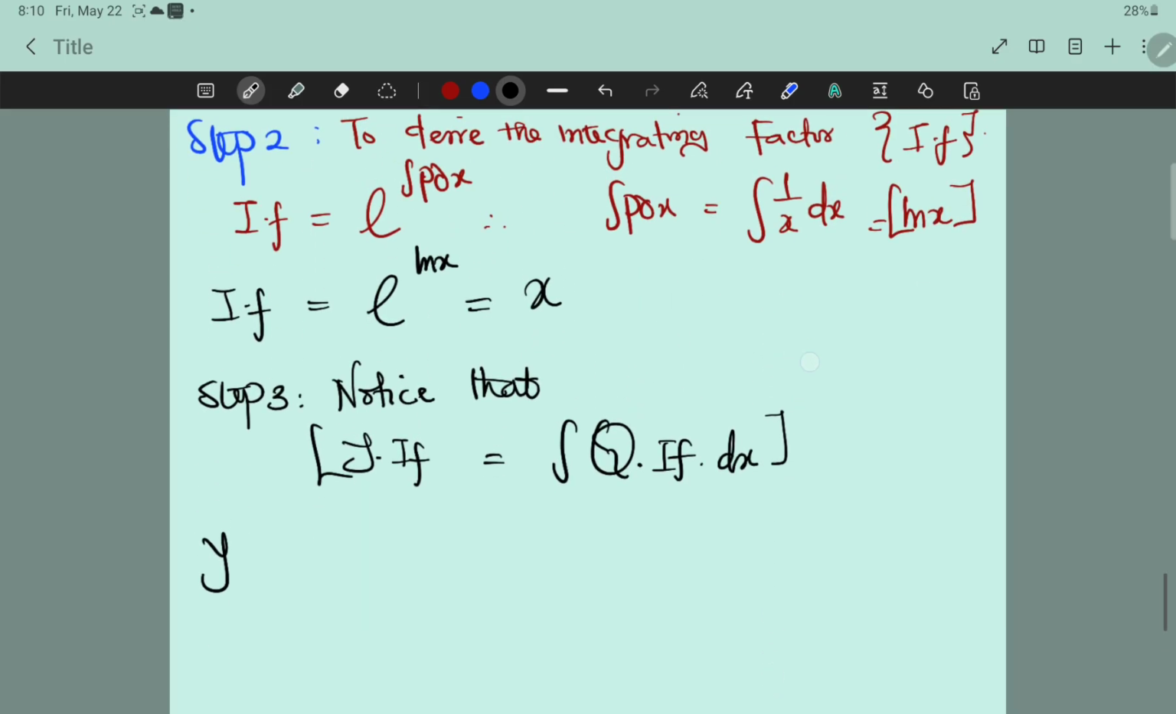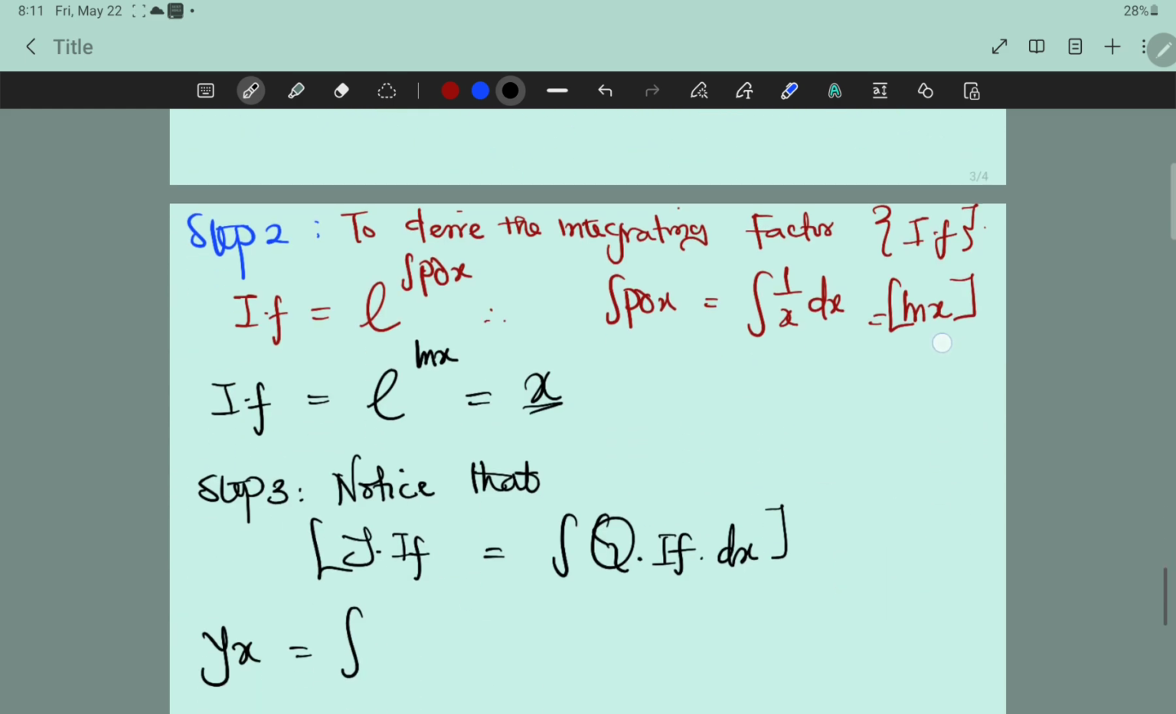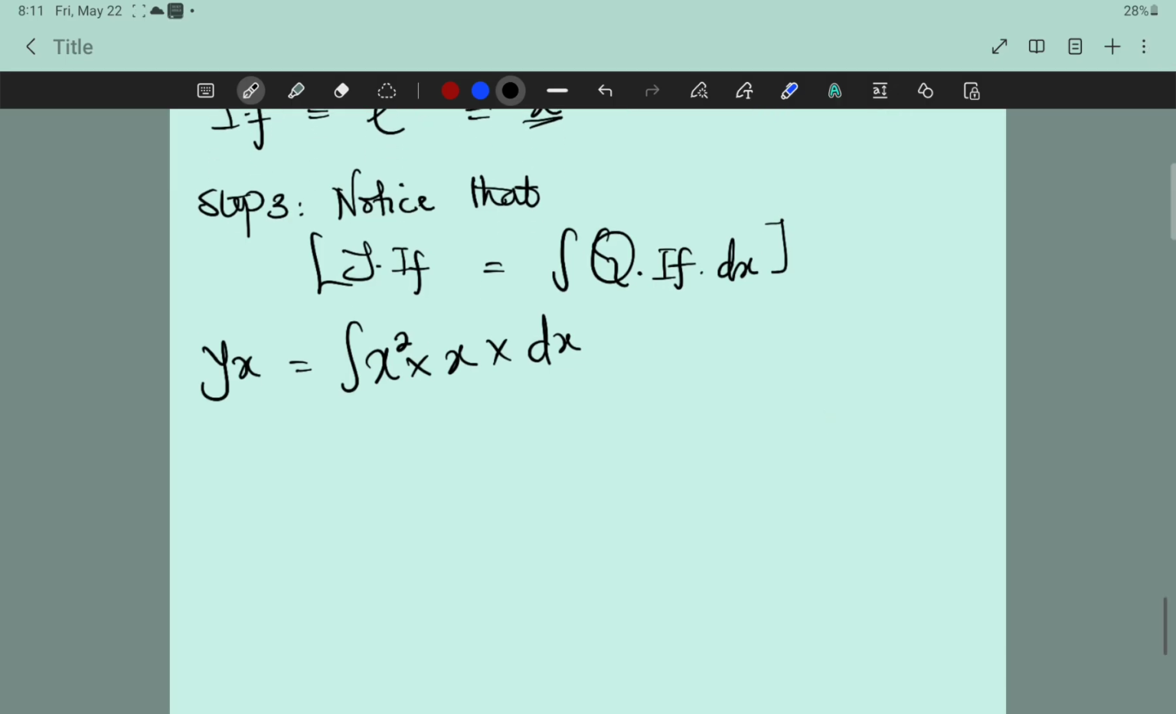All right, so let's go straight to our point. y multiplied by, what is the integrating factor? Don't forget, the integrating factor here is x. So yx is equal to the integral of, what is your q? Your q in this question is x squared. So x squared multiplied by, what is your integrating factor? Your integrating factor is x. Multiplied by dx. All right. So we have yx is equal to the integral of x to the power of 3 dx.